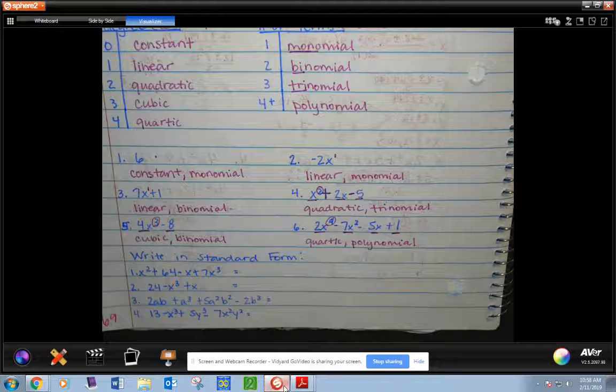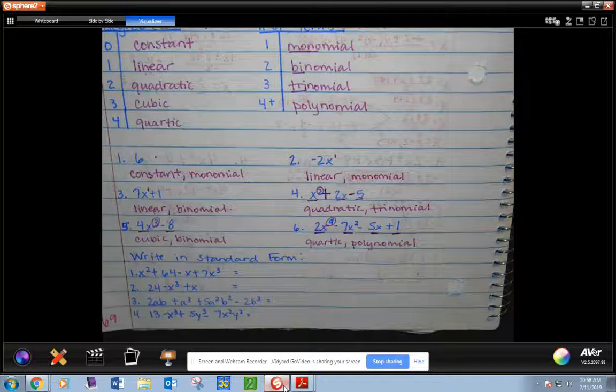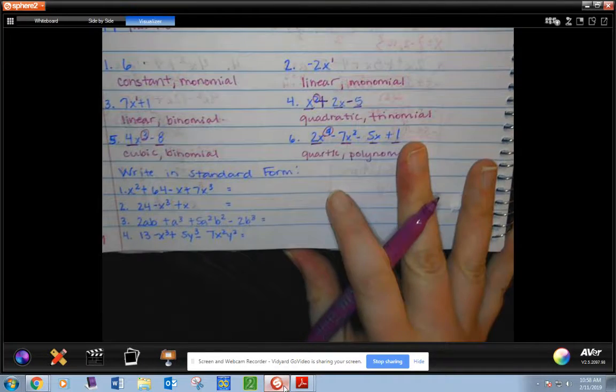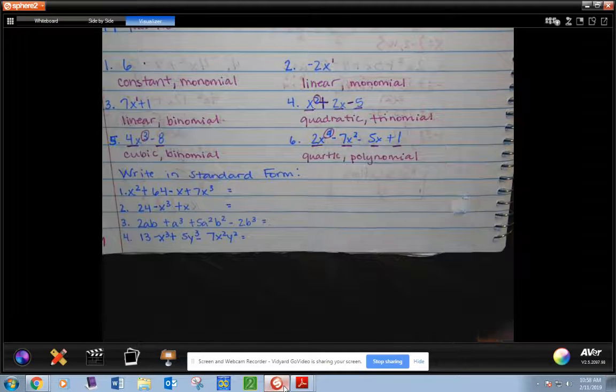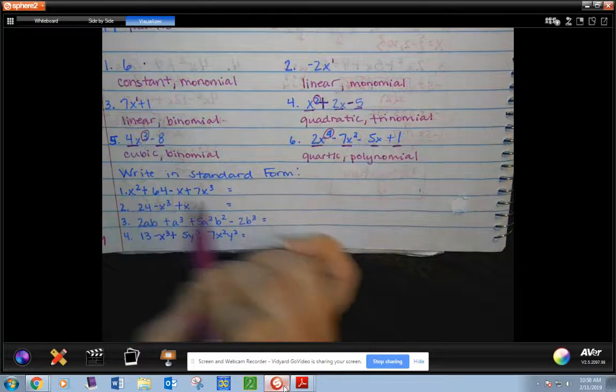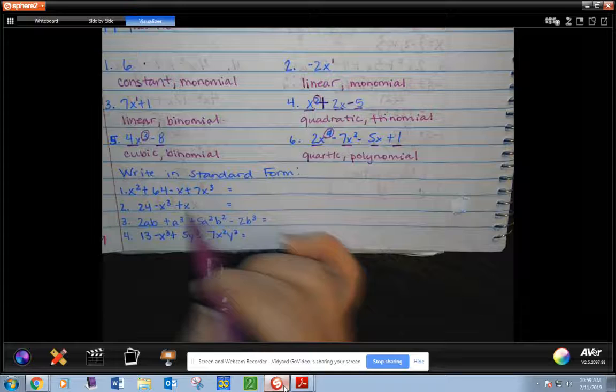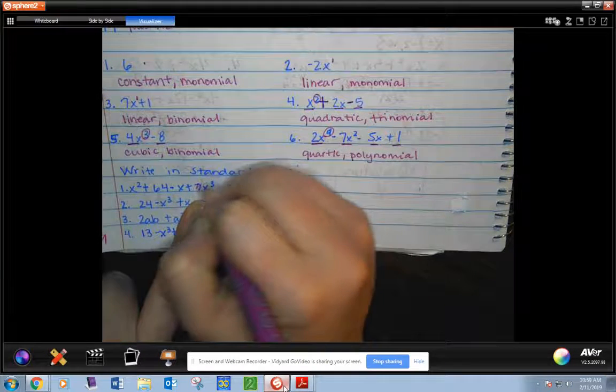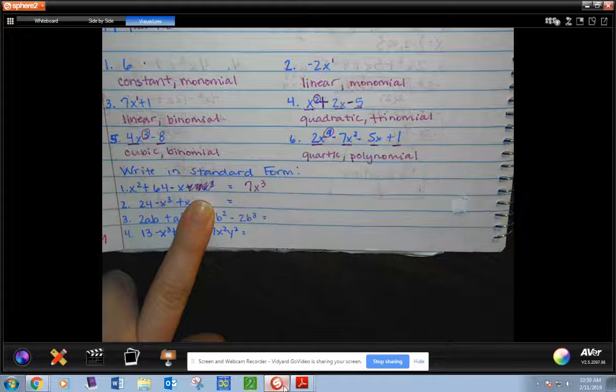Okay. From here, the other part of your worksheet, you're going to have 2 more parts, is writing in standard form. So when you're doing standard form, let me move this down so you can see this a little better. You have to go alphabetical order. So if I look at the first problem, the only letter I have is x. So I start with the highest exponent. The highest exponent is 7x to the third. I'm going to cross that off with the plus sign because I don't need it anymore.